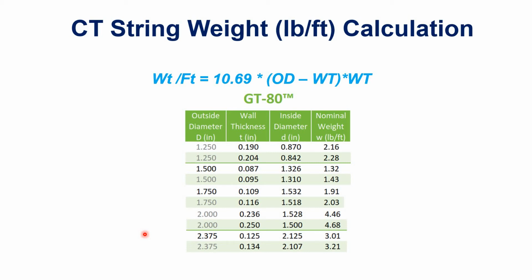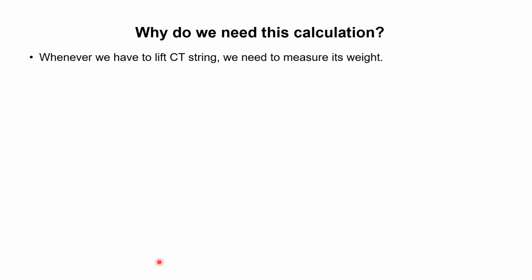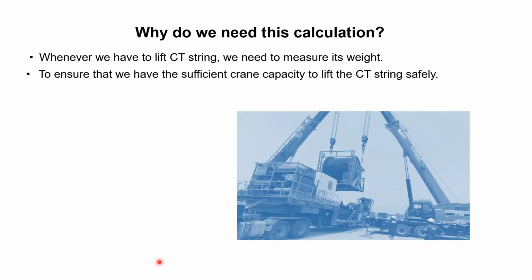In this video we will discuss how to calculate the weight of a coiled tubing string in pounds per foot. So the question arises: why do we need this calculation? The answer is that whenever we have to lift a coiled tubing string, we need to measure its weight. And why do we need to measure its weight? Definitely to ensure that the crane we are using for lifting the coiled tubing string has sufficient capacity so that we can lift it safely.